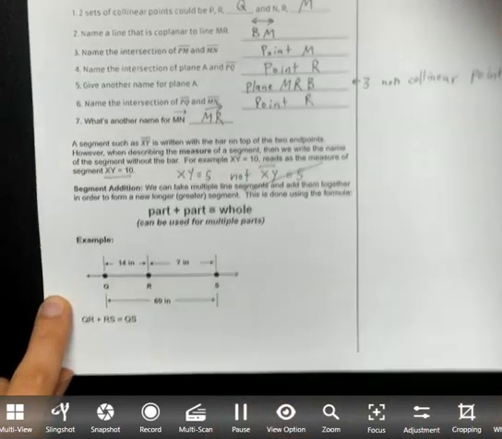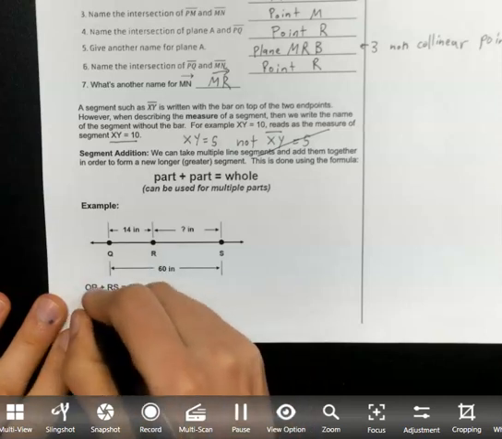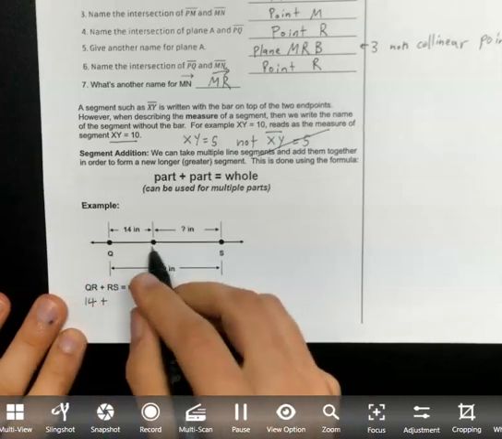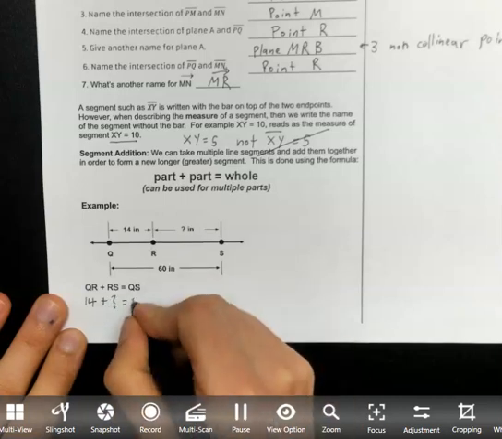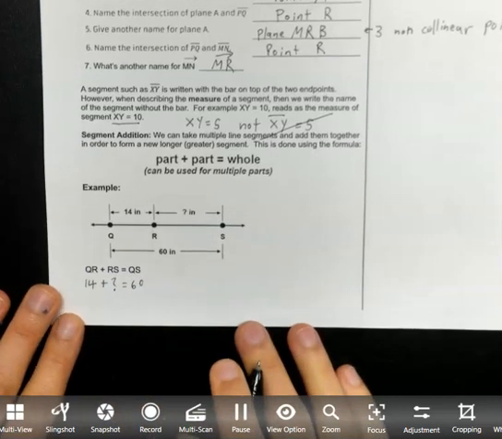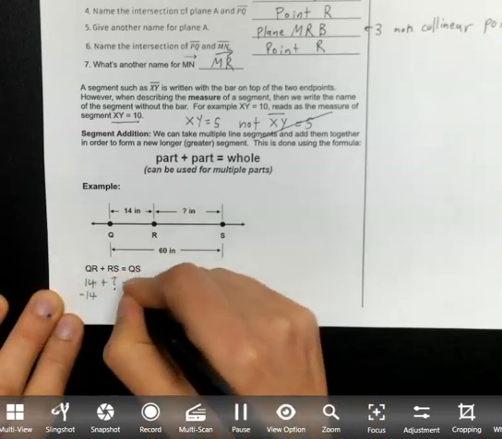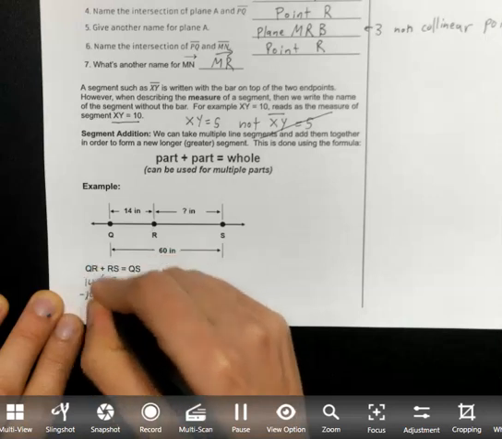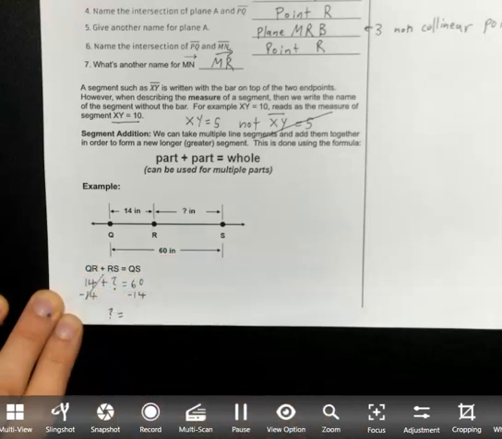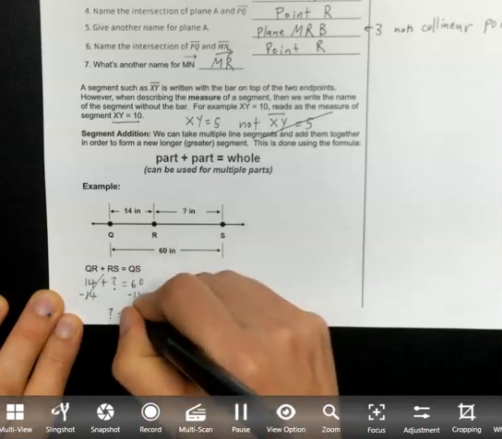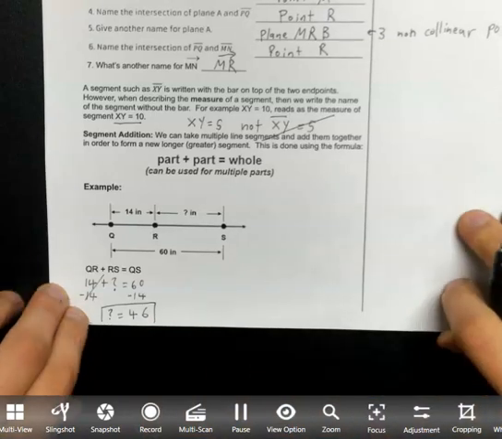So if I had to solve for that question mark, I could say, from Q to R, that's 14, plus this part right here, that's the question mark, is equal to 60. Now to get the question mark by itself, I just move my 14 to the other side. And my question mark in this case is equal to 46.